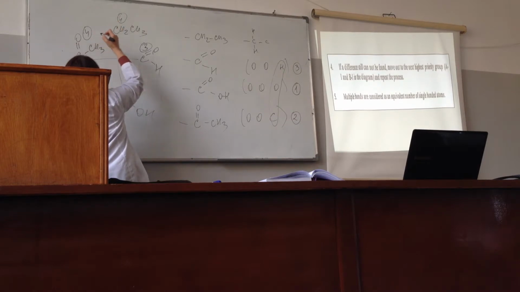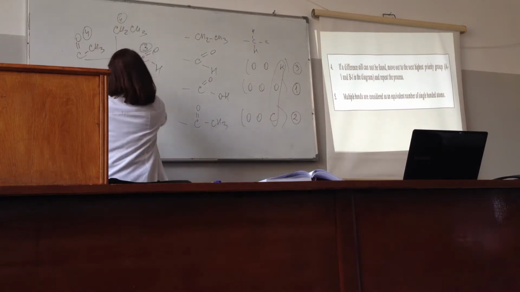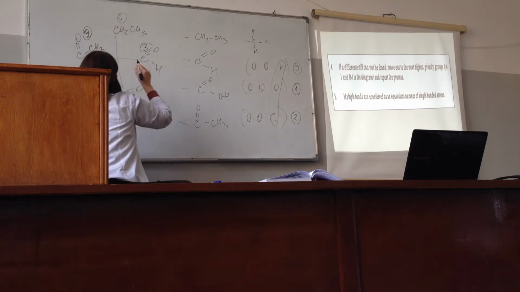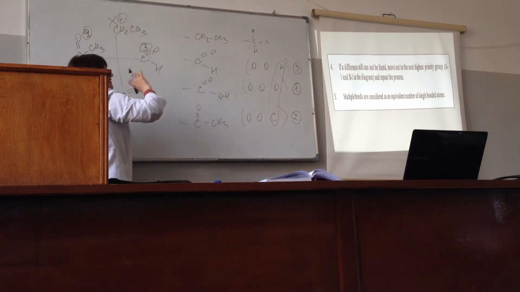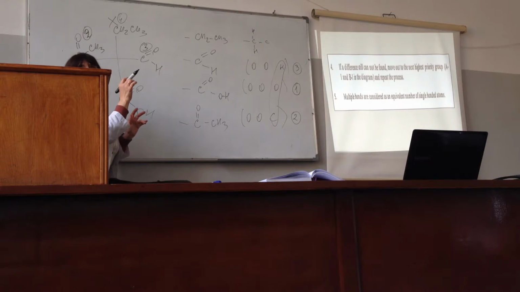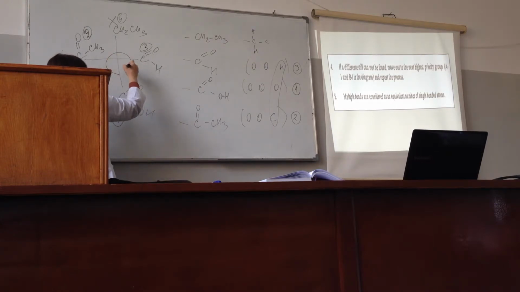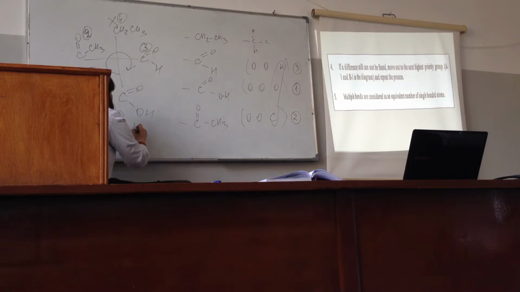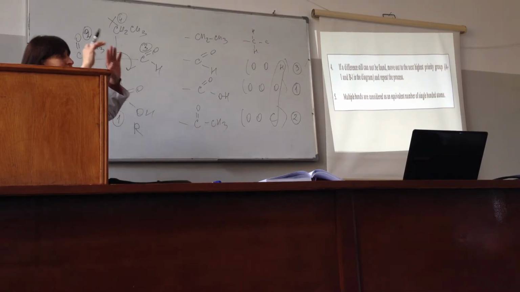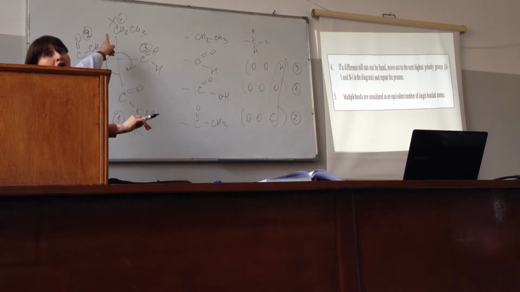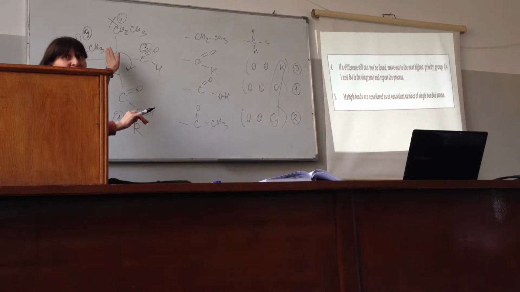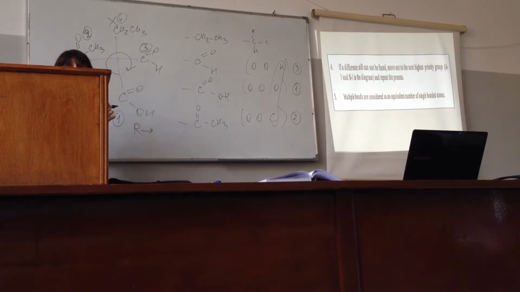This is number 1, number 2, number 3, and number 4. Sorry, I mixed something. Number 2. Yes. Now don't look at number 4. First of all, determine your priority. 1, 2, 3. R to S. R, because your lowest group is on the vertical line. So in this case, you will not change your absolute configuration. So R stays.